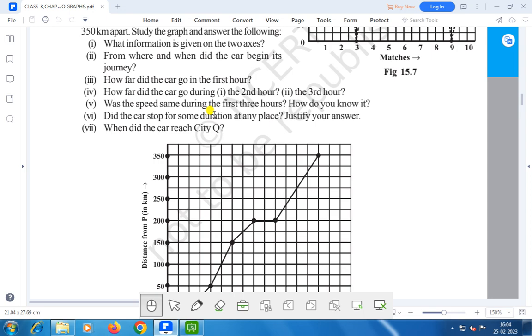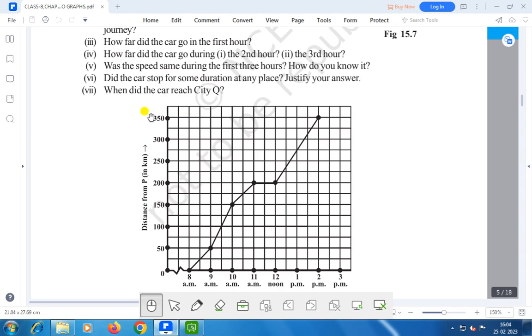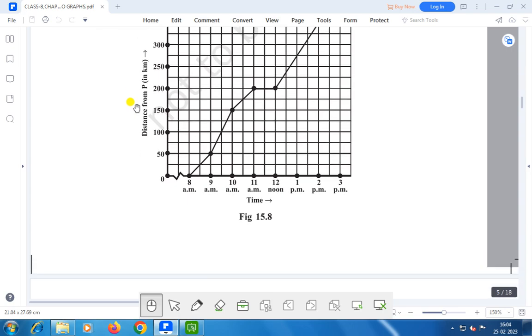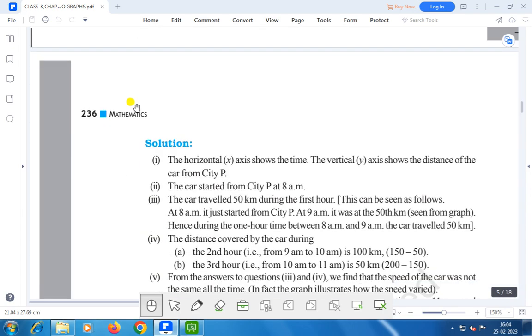Is the speed the same? Was the speed the same during the first 3 hours? How do you know it? Did the car stop for some duration at any place? Justify your answer. When did the car reach city Q? These are the different questions.